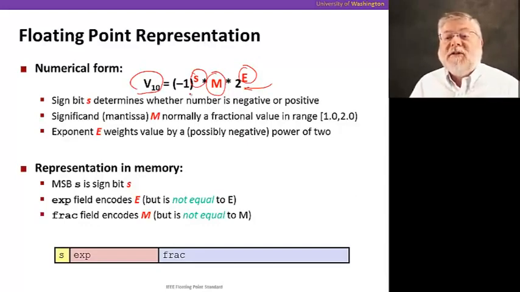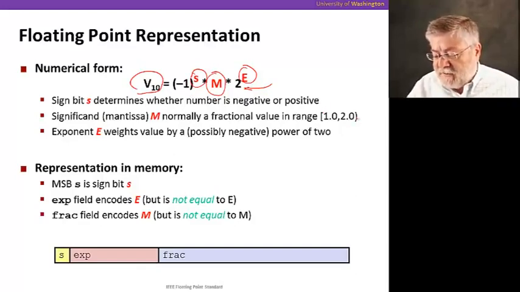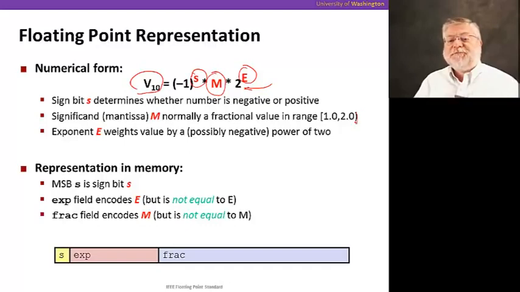Then the significand, or the mantissa, M, is normally a fractional value in the range of 1.0 to 2. Notice that it can be exactly 1.0, but just a smidgen less than 2. That's why we use the rounded parenthesis on that side. And then the exponent is possibly negative, of course, and multiplies the mantissa by that power of 2.